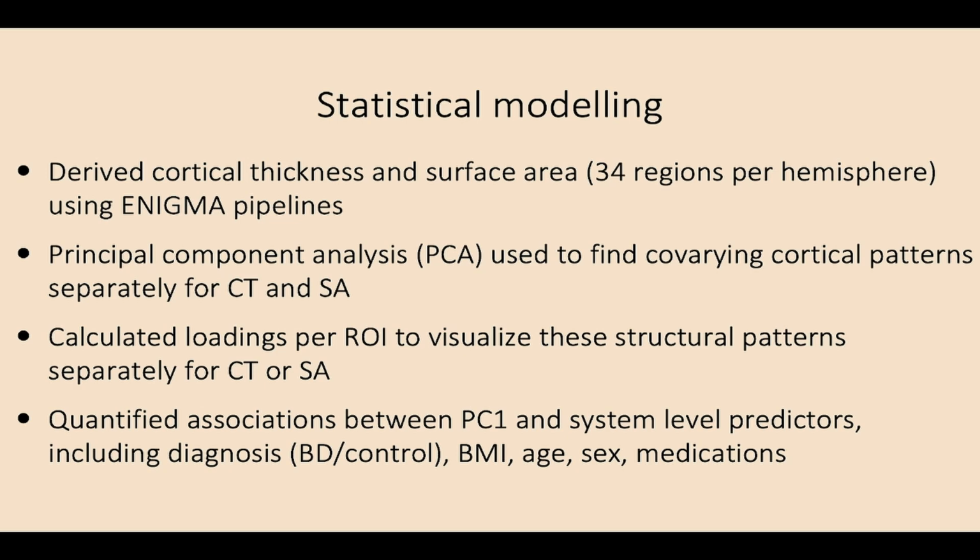So what we did is that we derived cortical thickness and surface area using the ENIGMA harmonized pipelines. We applied principal component analysis to detect the cortical patterns separately for cortical thickness and surface area. We calculated loadings per each ROI to visualize these structural patterns, again separately for cortical thickness and surface area. And then we quantified associations between the first component and system-level predictors, including diagnosis, bipolar disorders versus controls, obesity as measured by body mass index, age, sex, and medication exposure.